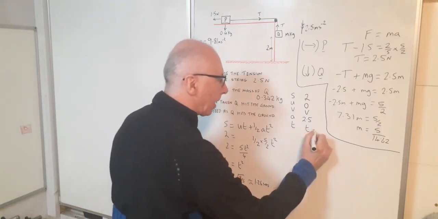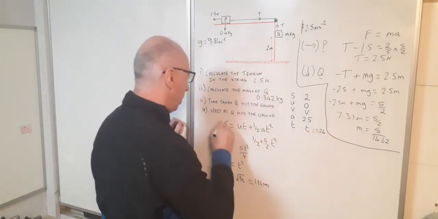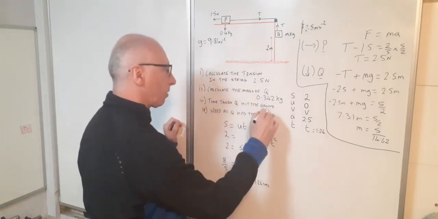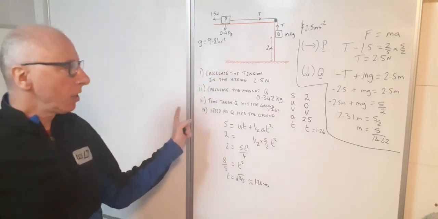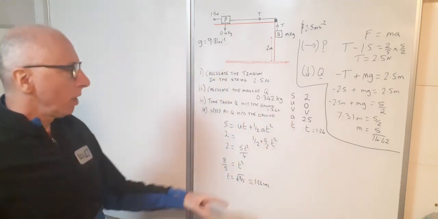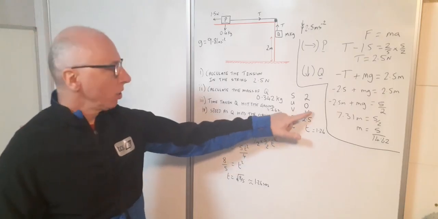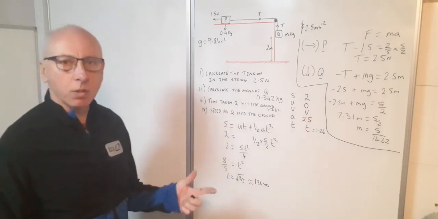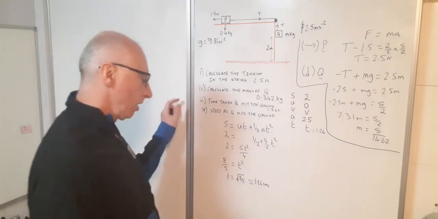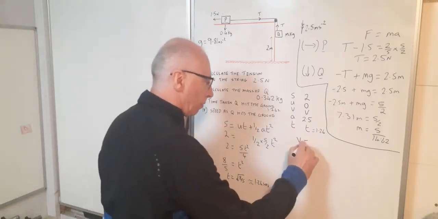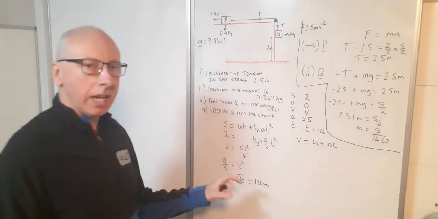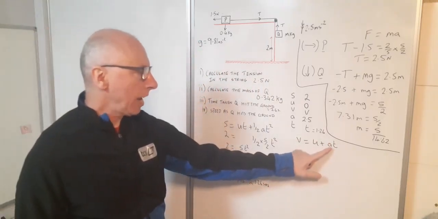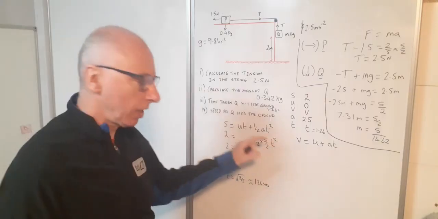So we can put that in there, and we can say we've answered it here. Time taken to the ground, 1.26 seconds. Now we need to try and calculate the velocity. As we've got the other 4, there should be a choice of equations we can use to solve for velocity. The one I'm going to use is the simplest one, V equals U plus AT. And we've got U, we've got A, and we've got T, so we can solve for V.